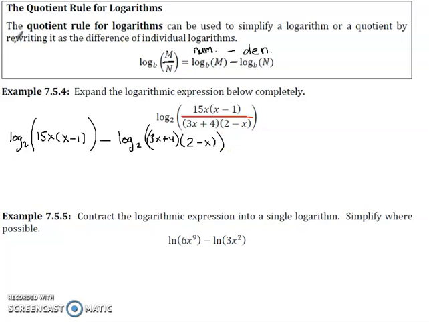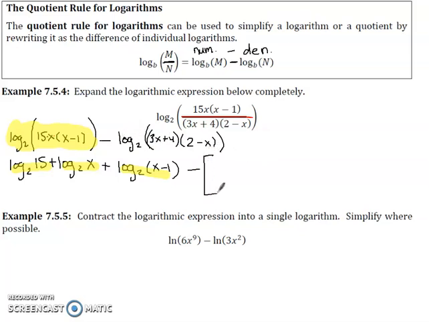Now I can continue expanding because I do see that I can apply my product rule. I see multiplication inside this first log, which allows me to split this up as log base 2 of 15. Another factor that I see is x, so plus log base 2 of x. And then I see a third factor of x minus 1, so plus log base 2 of x minus 1. So I took this log base 2 and took the three factors and rewrote three logs, one for each of those factors. Now I'm going to be subtracting this whole second log.